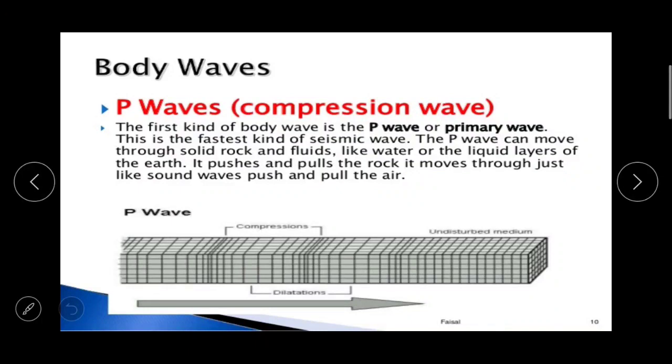These are the first kind of waves to reach the surface of the earth after the energy is emitted in the earth's interior. They travel at a very fast speed from the focus of the earthquake in a radial direction. Here you can see the direction of the P waves.